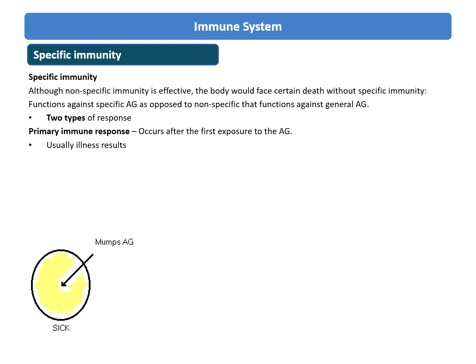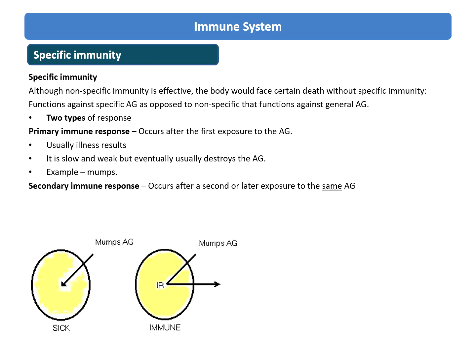It usually is too slow, so illness results, and it's also weak, but eventually it gains enough strength to destroy the antigen. An example is mumps. If you've never been vaccinated for mumps and you're exposed to the mumps virus, you will get the mumps. This is the first primary response.